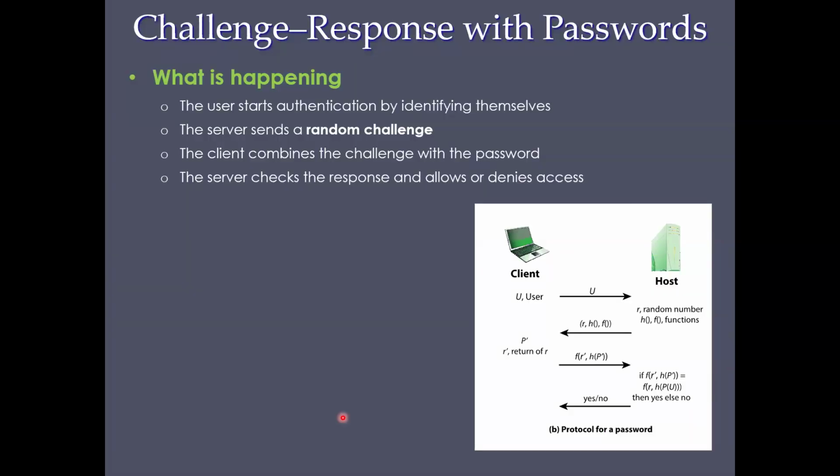So the way we counter these challenges is with challenge response. The first challenge response that we have is with passwords. The way we do that is the user authenticates by identifying themselves. A user sends their username to the host, okay? And the server sends a random challenge. The client combines the challenge with the password, and the server checks the response and allows or denies access.